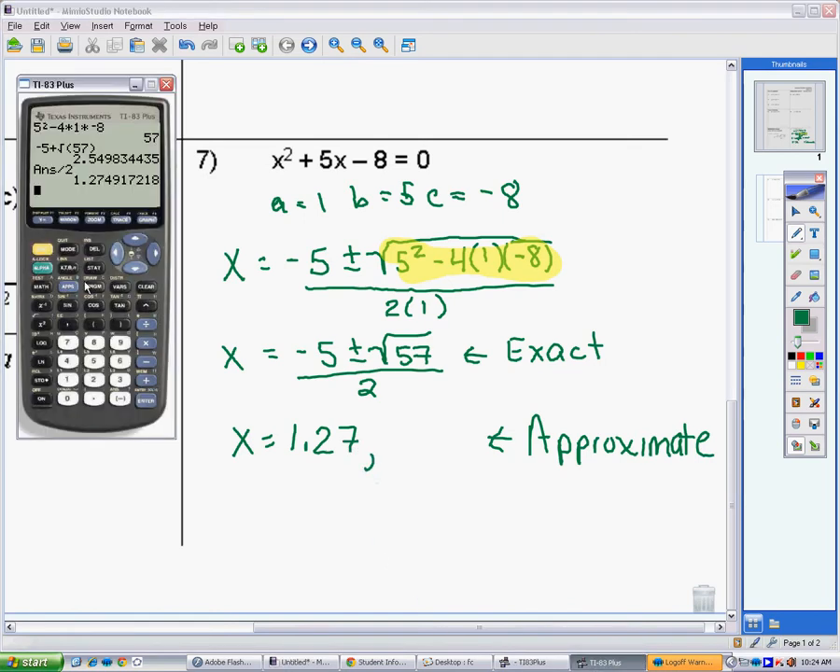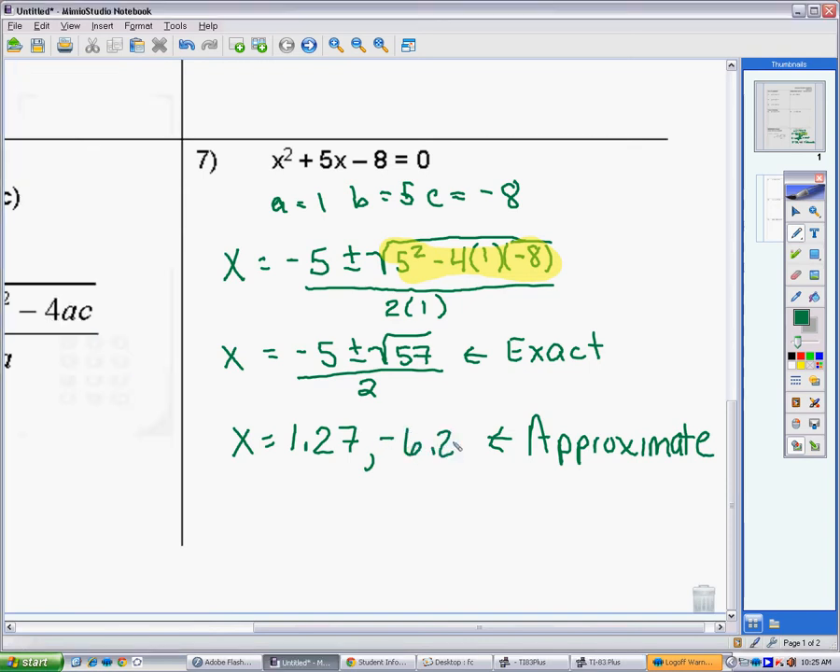Now I'm going to go back and do it again, but this time I'm going to do the minus. So I'm going to have negative 5 minus square root of 57, this is my numerator, and I'm going to hit enter, and then I'm going to divide that by my denominator, 2. And I get an approximate negative 6.27. So these would be my approximate answers. This is where the parabola would touch the x-axis at 1.27 and negative 6.27. So you may have approximate answers that you're looking at, and you may have exact answers. This would be the exact answer. Okay?